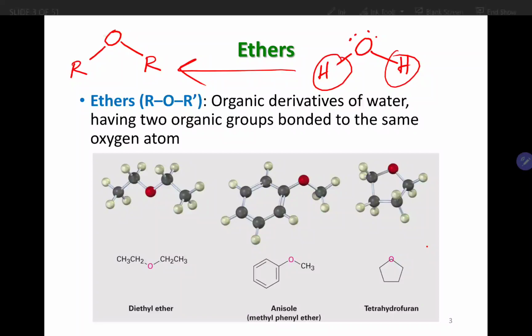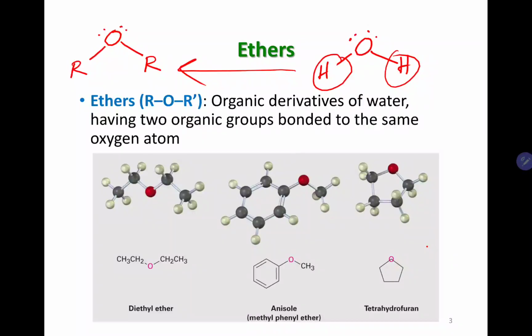These R groups could be the same or different from each other. Okay, it doesn't really matter. There could be symmetric ethers or asymmetric ethers, but basically this is how ethers look. They are organic derivatives of water because the two hydrogens of water are replaced by organic groups.